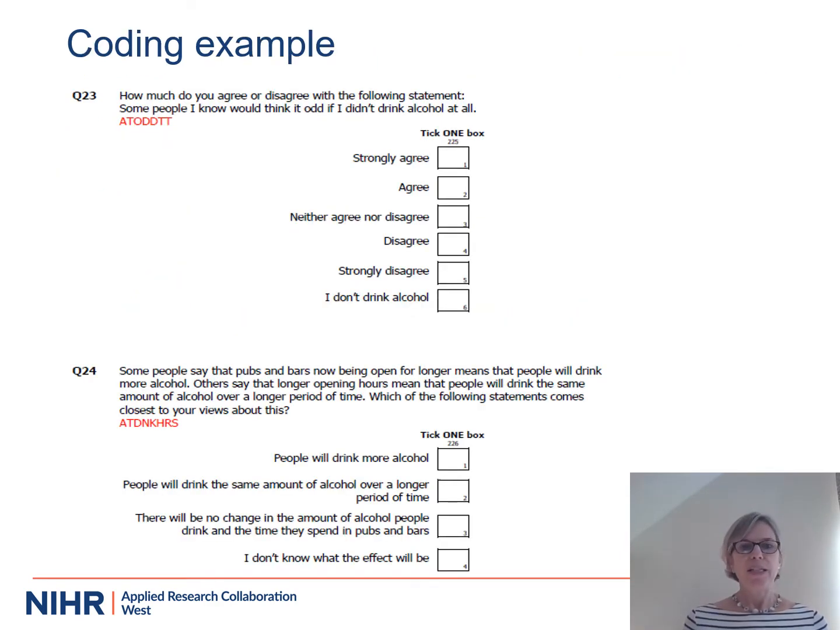So let's start with an example. What does coding of a questionnaire look like? So here are some example questions from a real survey that was distributed. And as you can see, we've got a number of different options for how we might answer the questions. The first one is a scale from strongly agree down to strongly disagree, and then a category for when the person doesn't fit into that set of answers at all, there's an additional option there for I don't drink alcohol.